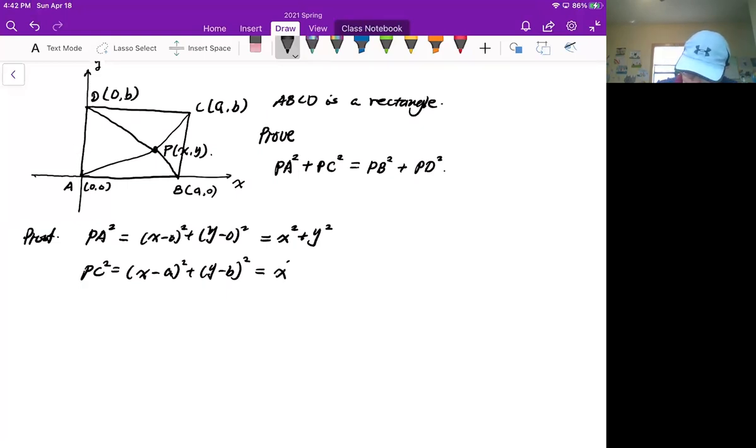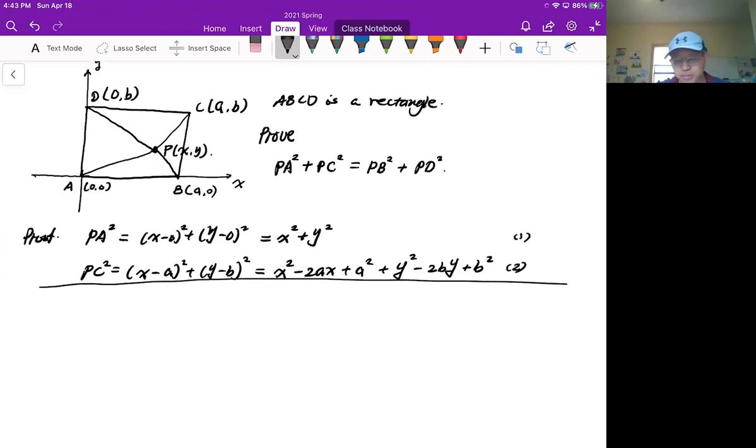So let's say x squared, 2ax, and a squared; y squared, 2by, and then the b squared, right? I call that the first equation and the second equation, where in your question, you ask me to add them together. It's just your question. I just add them together.